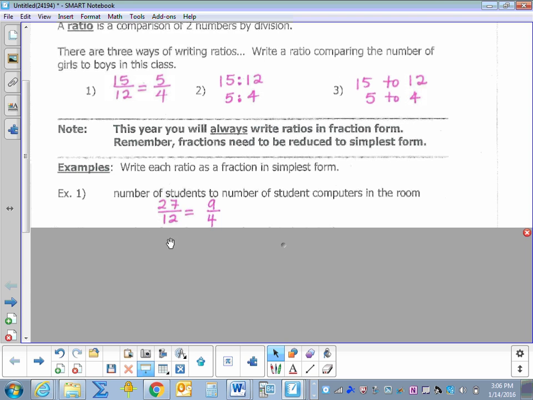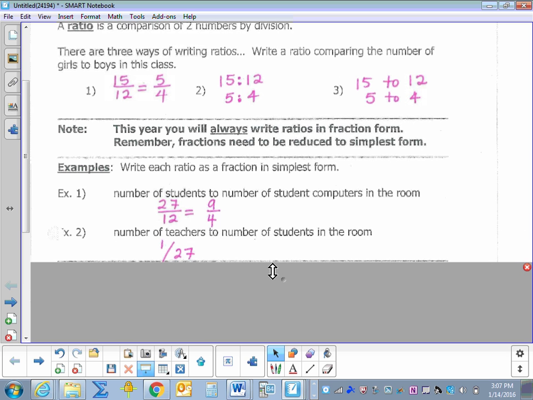All right, the first example is the number of students to the number of student computers in the room. So we're just having a fictional class of 27 kids with 12 computers. So we would write students to computers. So 27 students to 12 computers, 27 over 12. And we would reduce that to 9/4. So the ratio of students to the number of student computers in the room is 9/4.